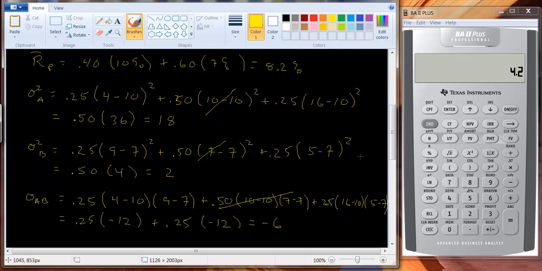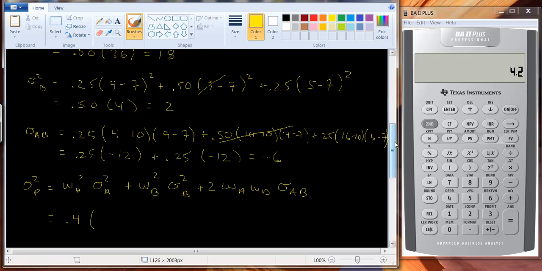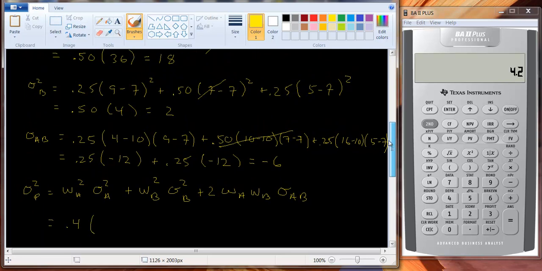All right, so now we can calculate the portfolio variance. The portfolio variance is going to be equal to, the formula is WA squared times the variance of A plus the percentage we put in B squared times the variance of B plus 2 times WA times WB times the covariance between A and B. So let's plug in here. It's 0.4 times, and what was the variance of A? The variance of A was 18.